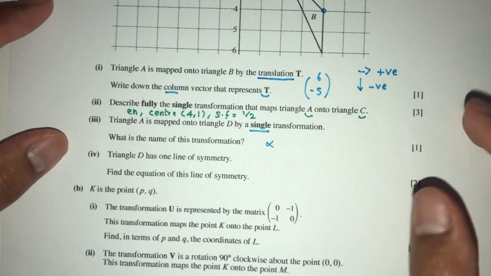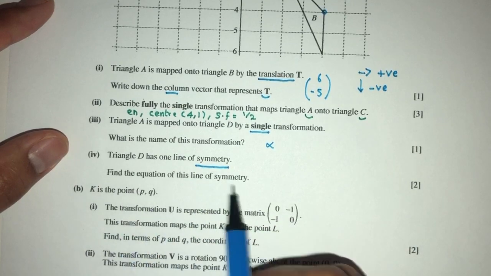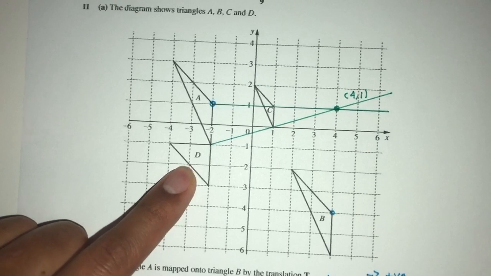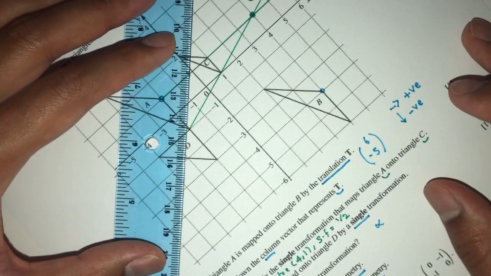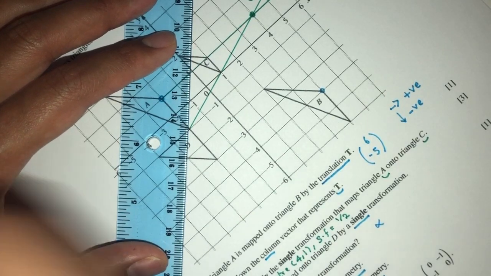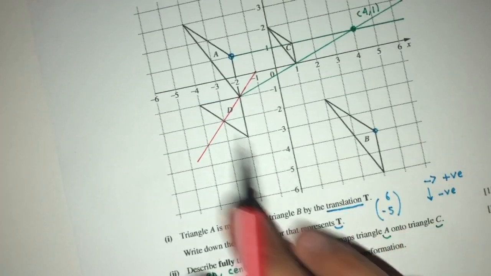Now for part 4, triangle D has a line of symmetry. Find the equation of the line of symmetry. So triangle D is this one. Okay. Now we have to find the equation of that line of symmetry. If you observe the symmetry, the line has to be going through right in between the triangle, so that it will have this line of symmetry. Now, what is the equation of this line?